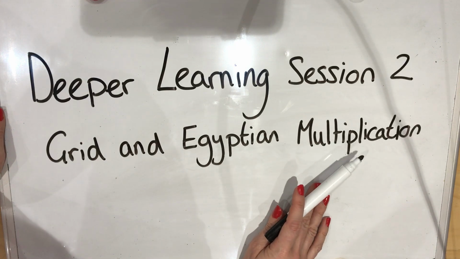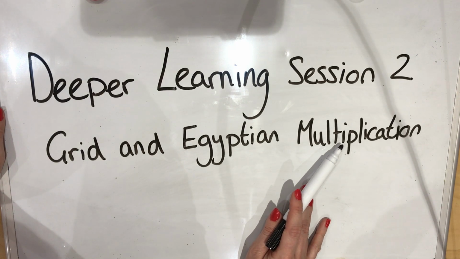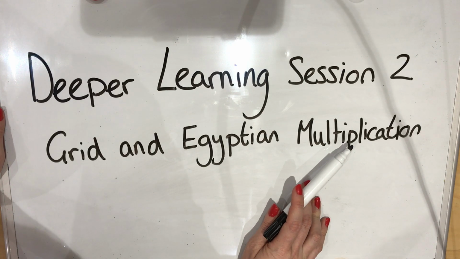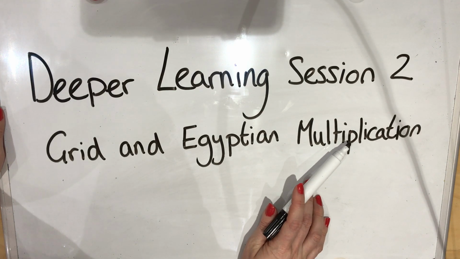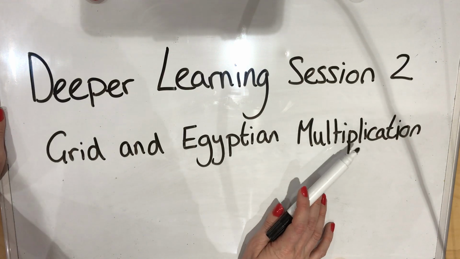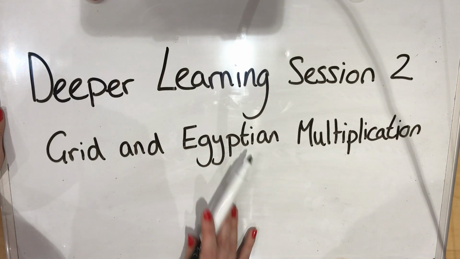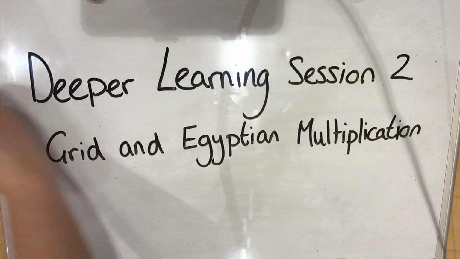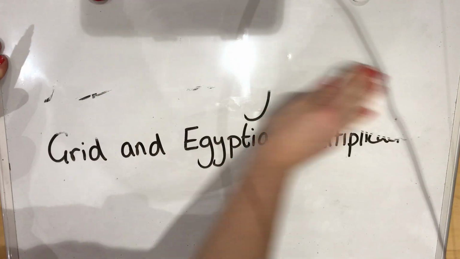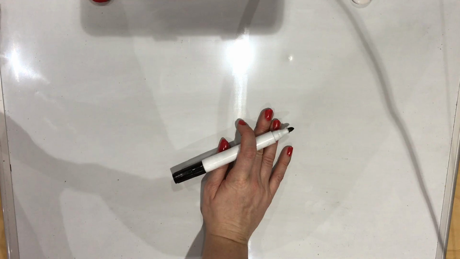So today we're going to build upon what we did last time. Last time we looked at multiplication, at Napier's bones and also the Chinese method. So if you didn't watch that video, go back and have another look. Today we're looking at the grid method and the Egyptian method for multiplication. Now a lot of you may know the grid method, so I am going to go through it quite quickly, so please feel free to pause and rewind if I do go a little bit too fast.